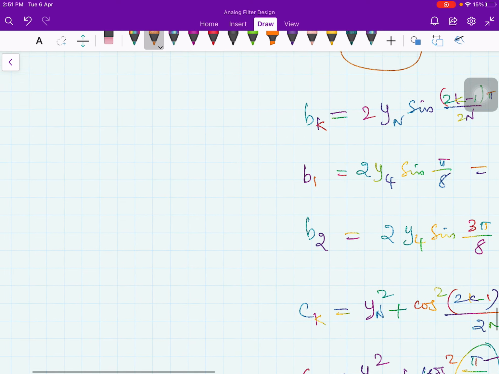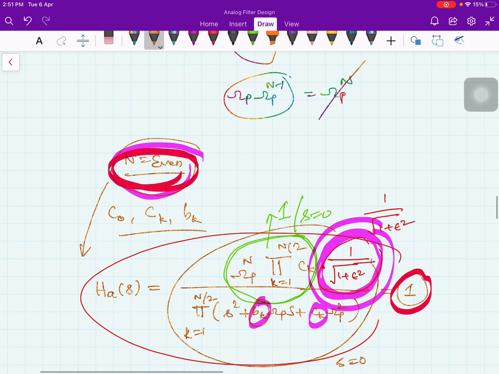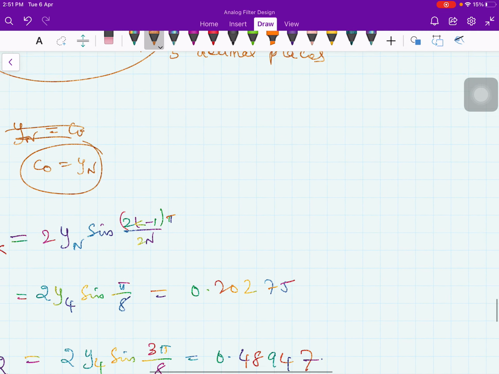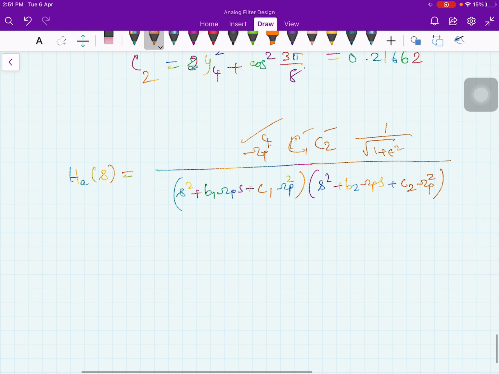If you go to the general formula, this factor is here, 1 by square root of 1 plus epsilon squared, so you add that also. You substitute all the values. Omega P we know, C1 C2 everything substitute there, and then finally you will get the transfer function. So that's how one can calculate the transfer function of a Chebyshev filter.